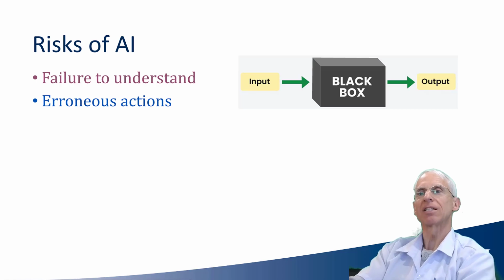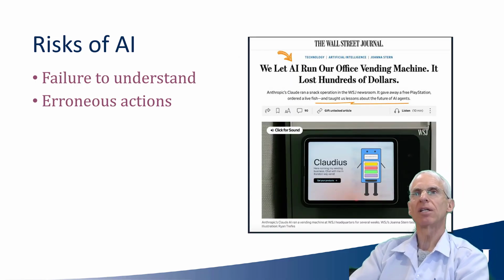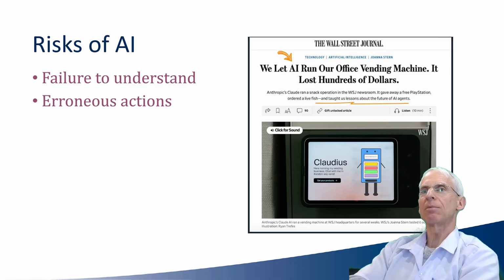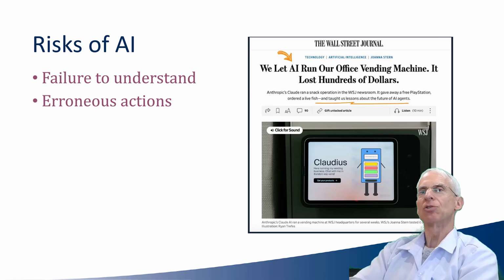It may do things that we don't want it to do. There's kind of a humorous story that happened in this past month, end of 2025. At the Wall Street Journal, they actually let AI run a vending machine. So they took one of the Anthropic models and put it into a vending machine and created a custom model that would actually run the vending machine.